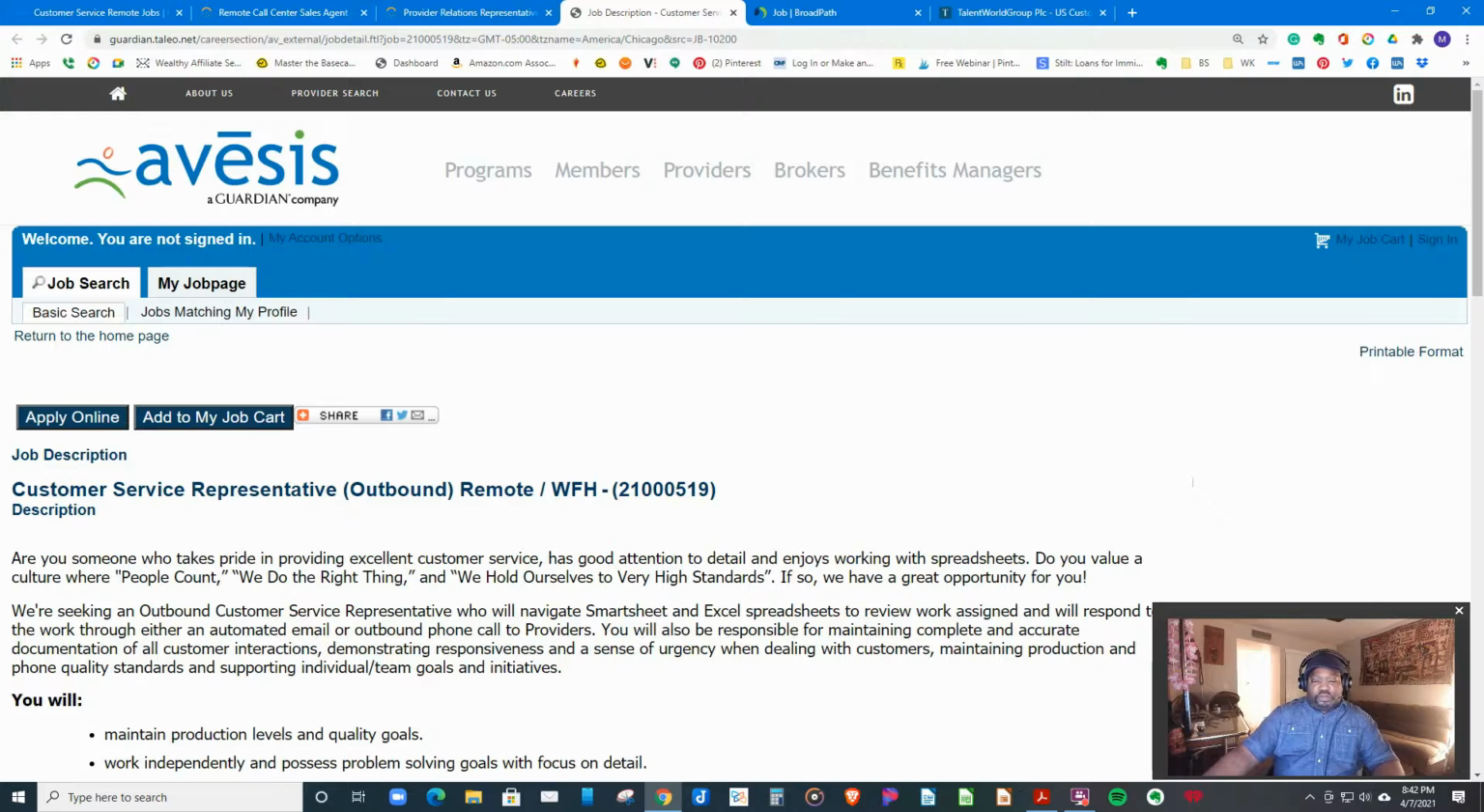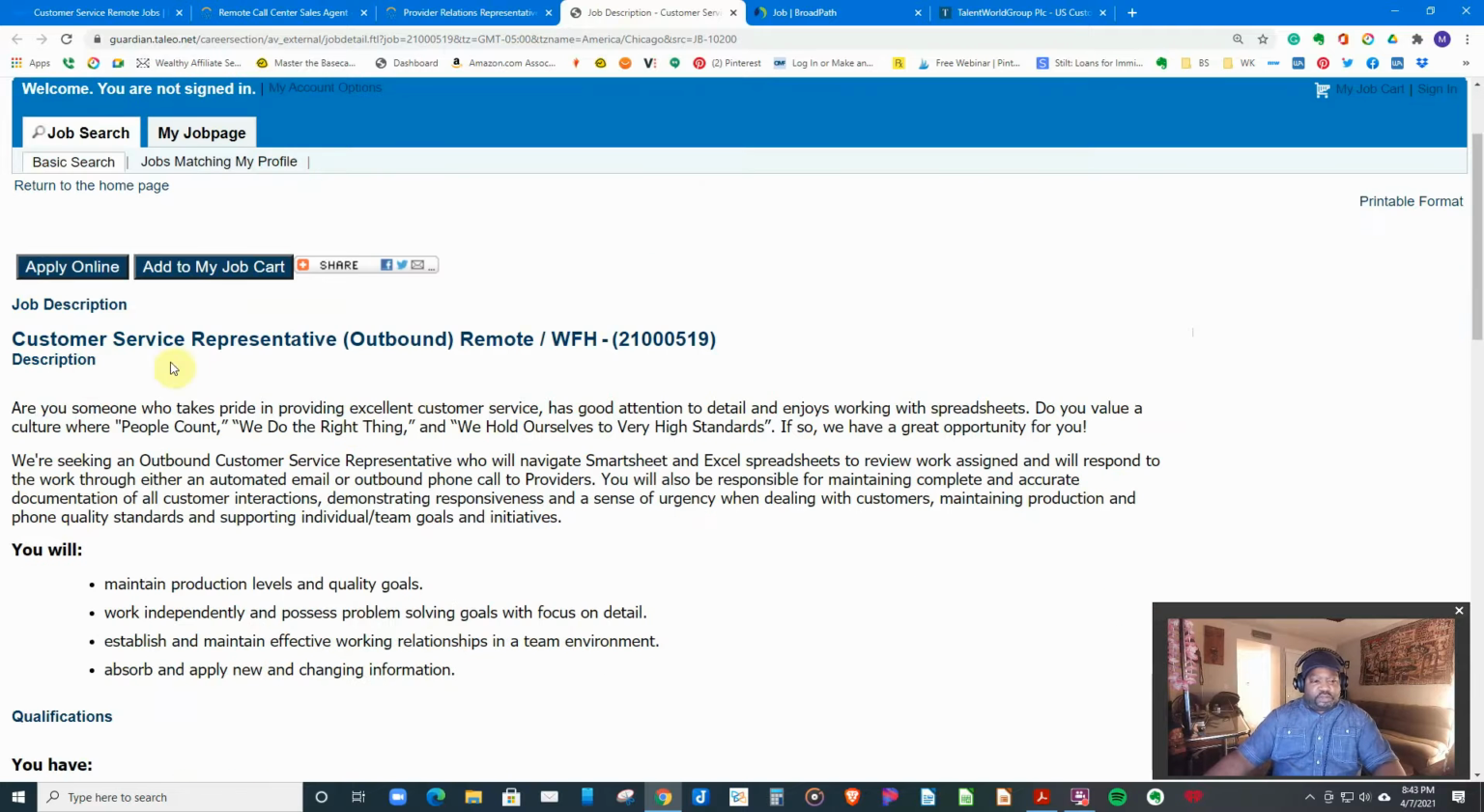So most employers will try to cover medical insurance for their employees, especially if it's a small business. But when it comes down to vision, dental, and hearing, sometimes that's not available, and therefore those small businesses turn to Avis to provide those insurance products at a price that's not going to be too unaffordable for the employee or the small business owner. And currently they are looking for a customer service representative. This is an outbound remote work from home job.